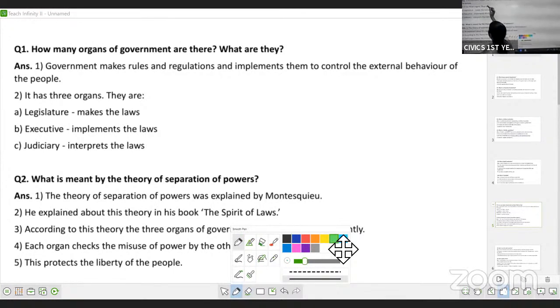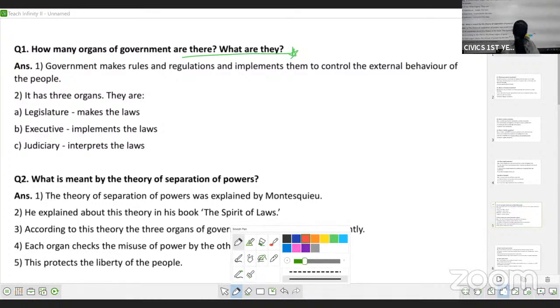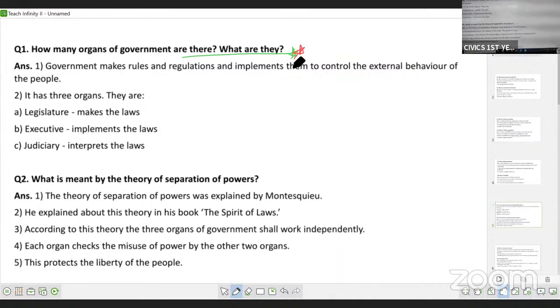So, how many organs of government are there and what are they? This is the most repeated, important question for 2 marks. Repeatedly they ask this. How many organs of government are there? What are they? So, what does the government do? The government makes rules and regulations and implements them to control the people. To control people, the government will make laws.